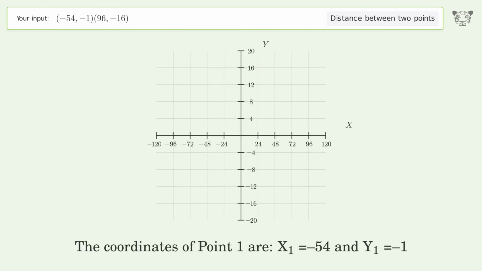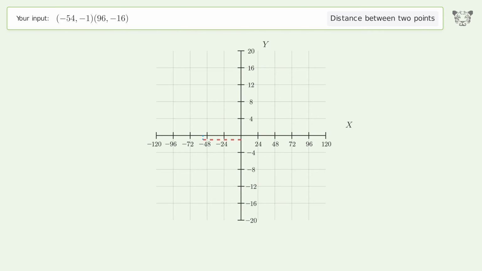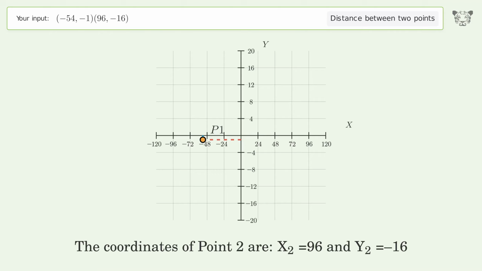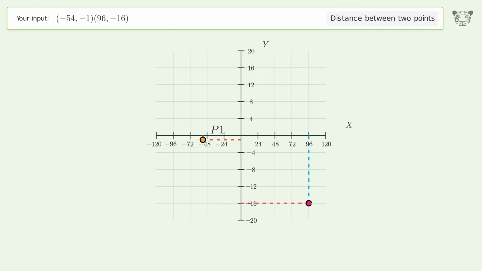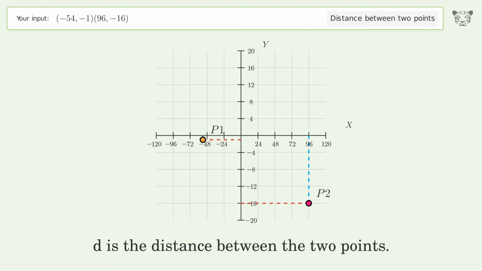The coordinates of point 1 are, x1 equals -54 and y1 equals -1. The coordinates of point 2 are, x2 equals 96 and y2 equals -16. D is the distance between the 2 points.